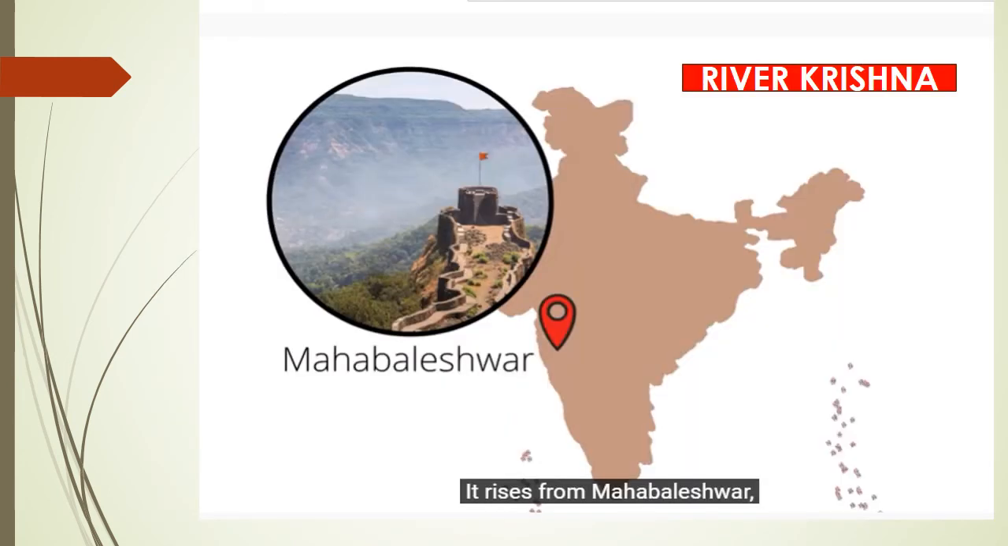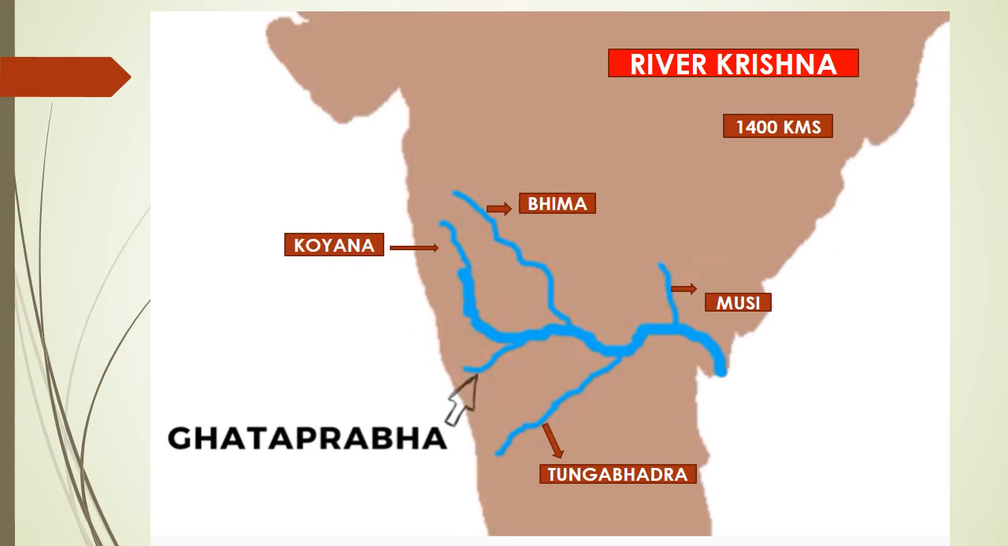River Krishna rises from a spring near Mahabaleshwar. Now River Krishna rises from a spring near Mahabaleshwar and then it flows for around 1400 kilometers and reaches the Bay of Bengal where it drains. Okay, the main tributaries of River Krishna are Tungabhadra, Ghataprabha, Koyna, Bhima and Musi, and its drainage is shared by Maharashtra, Karnataka and Andhra Pradesh.